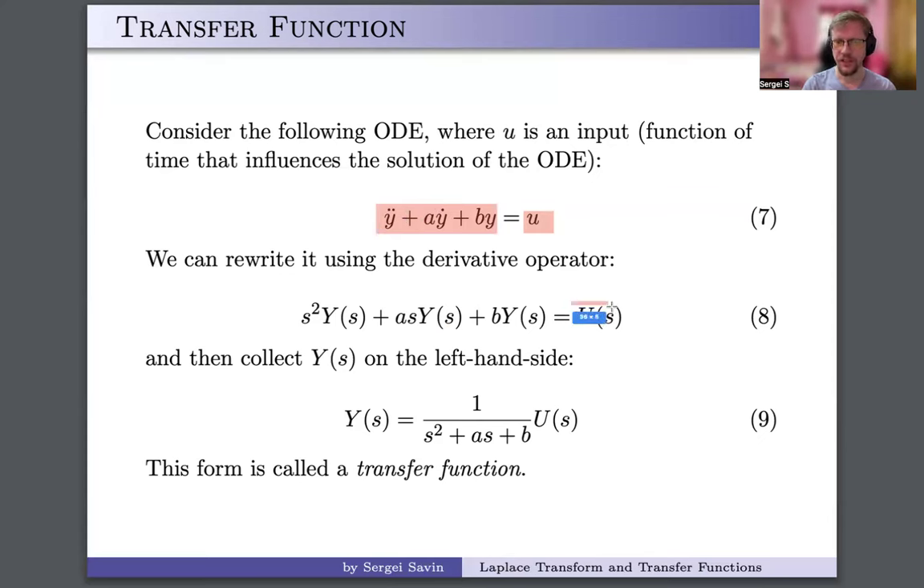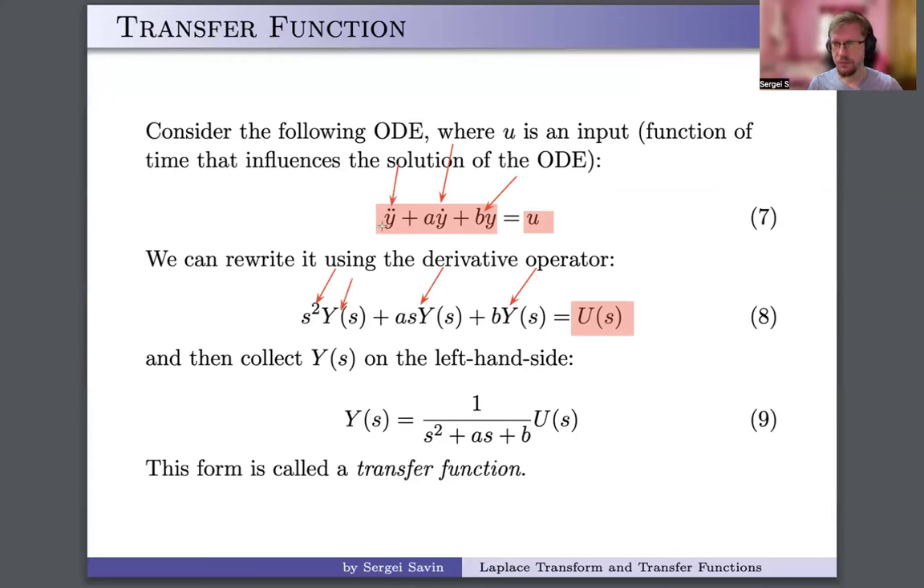On the right, we'd have s times u of s, so just the Laplace transform of u. We don't know what it is, just something. Then here, let me use arrows. Here, b times y becomes b times y of s, the Laplace transform of y. Here, a times y dot becomes a times s times y of s. Here, y double dot becomes s squared times y of s.